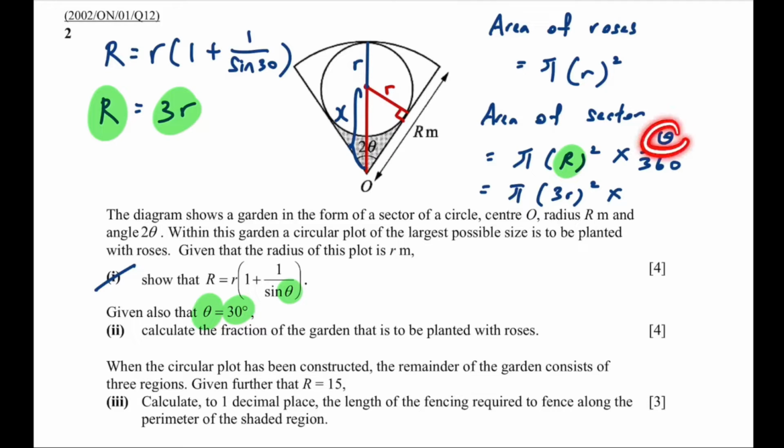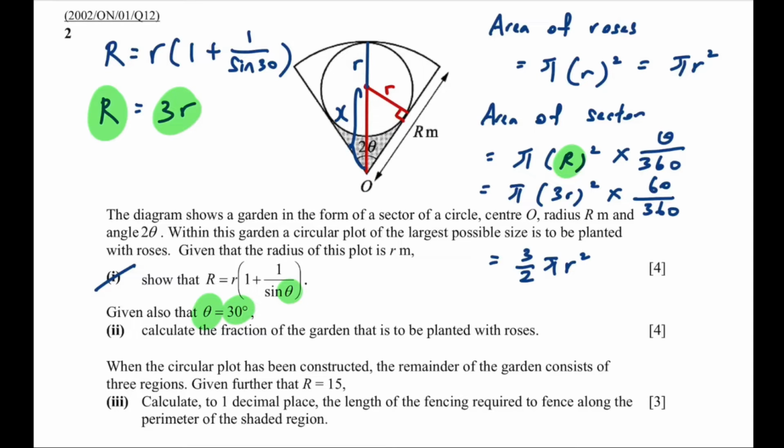And then what is the angle here? If this is 30 for theta, 2 theta is 60. Okay, so this one is pi r square, whereas this one is 9 times 1 over 6. So 3 over 2 pi r square, right? I keep it in terms of pi, to make comparison easier.